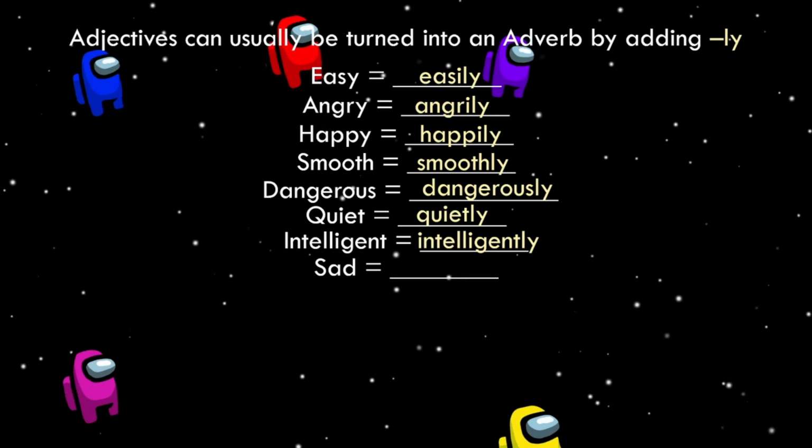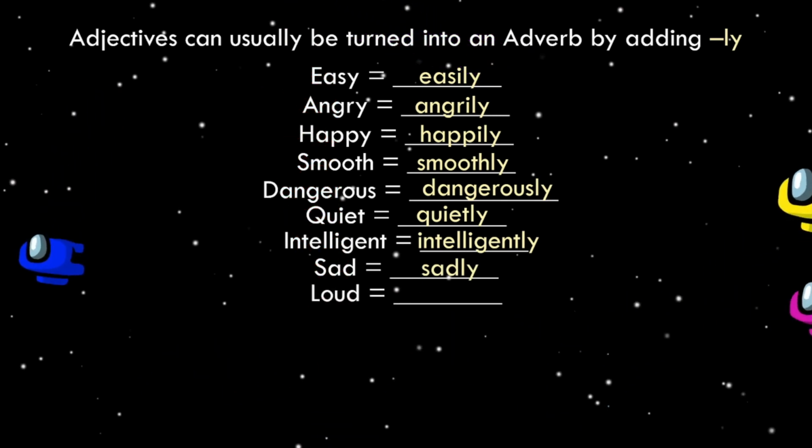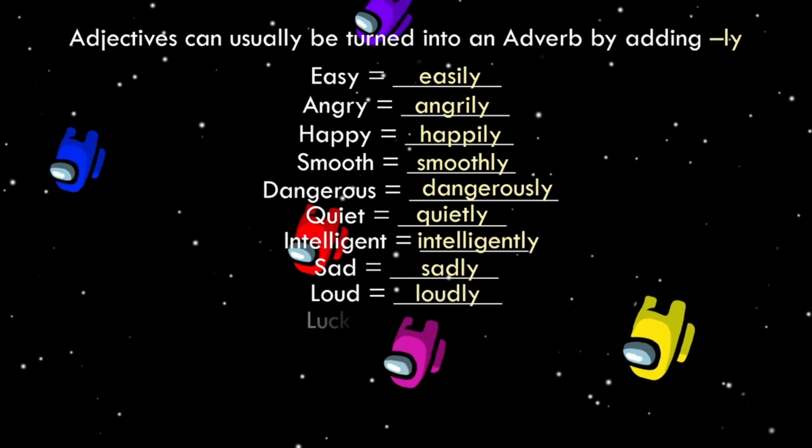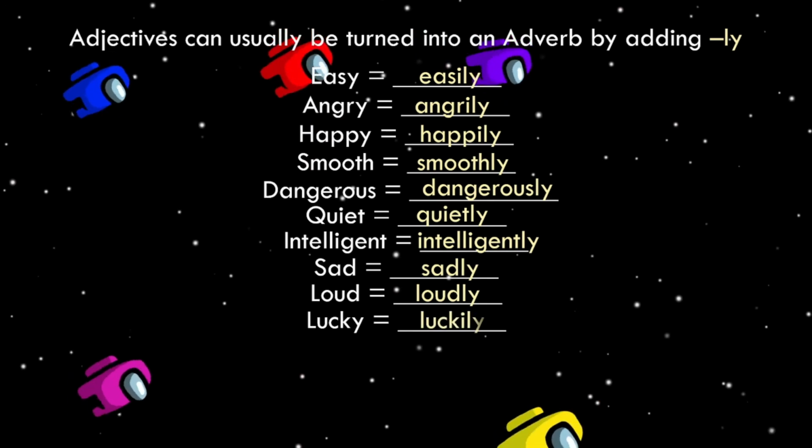Sad. What do you think is the correct answer? That's right. The correct answer for that is sadly. Loud. What do you think is the correct answer for that? That is correct. The correct answer for that is loudly. Lucky. That is correct. The correct answer for that is luckily.